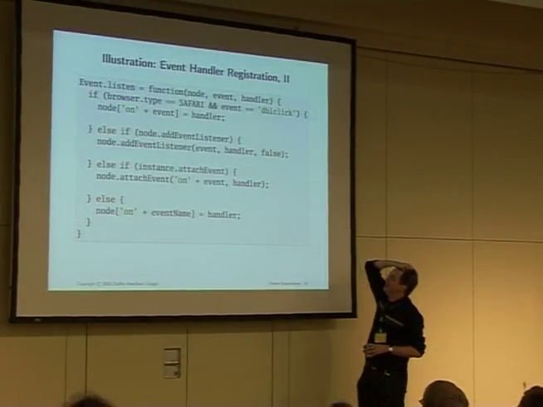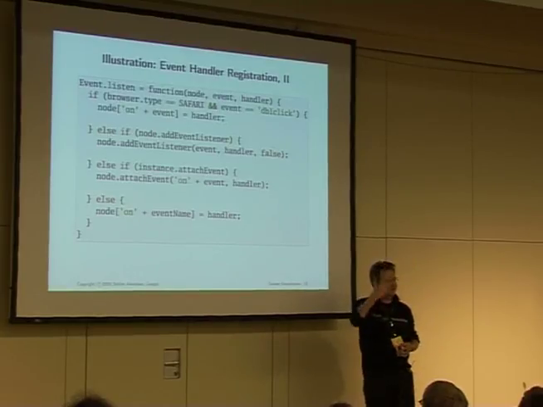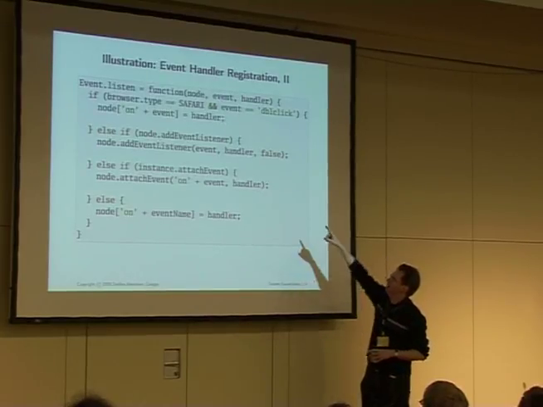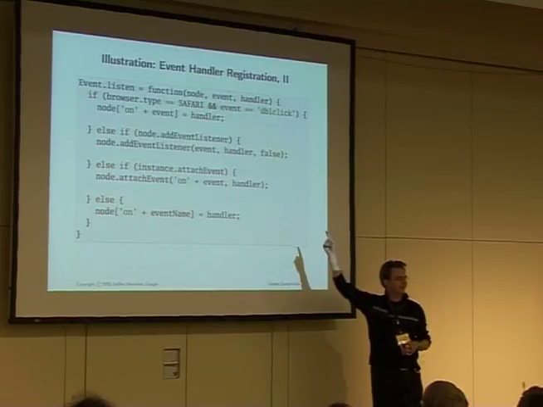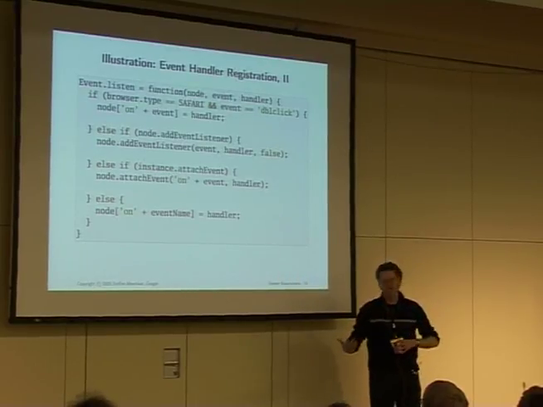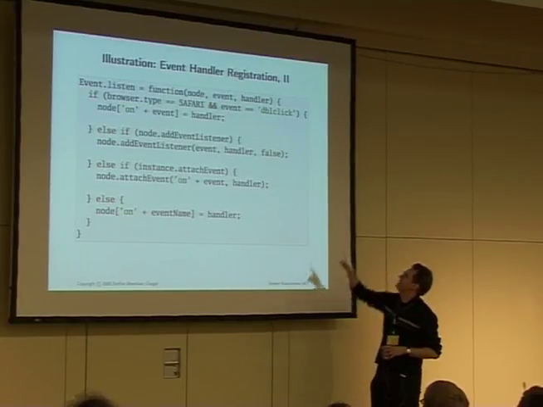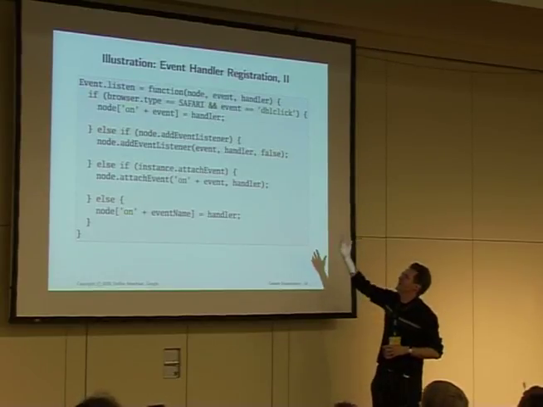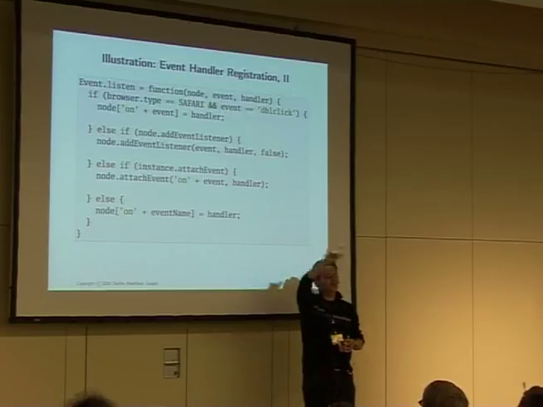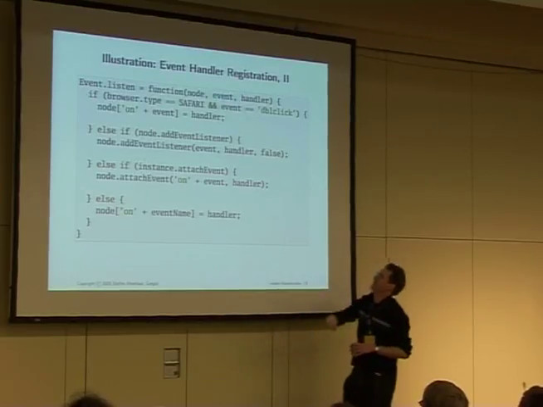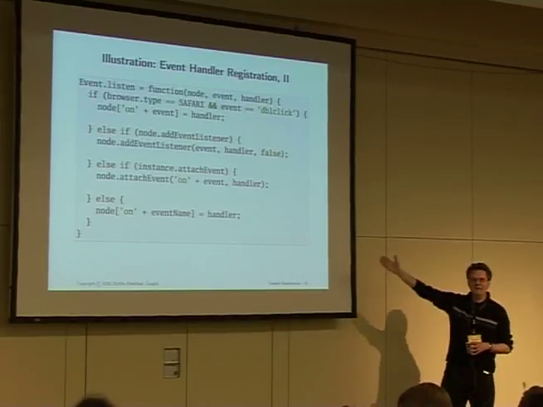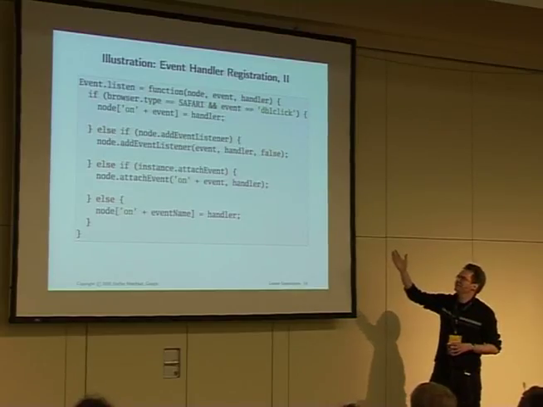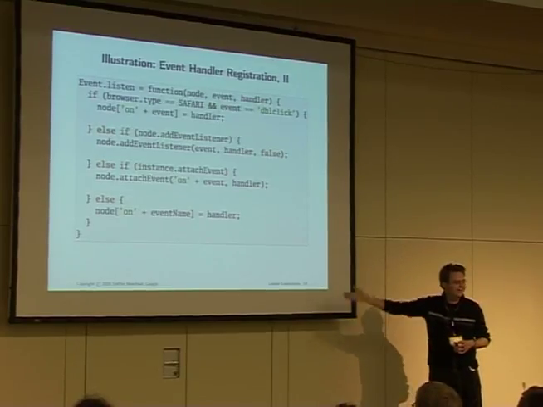So it happens that Safari, the web browser by Apple, generally supports this add event listener interface to register event handlers, except for this event called double click. So the double click event, you have to register using this on double click attribute. And this is something you figure out once and put it in your library, and then it's done.